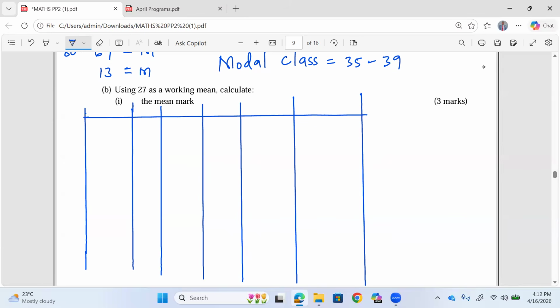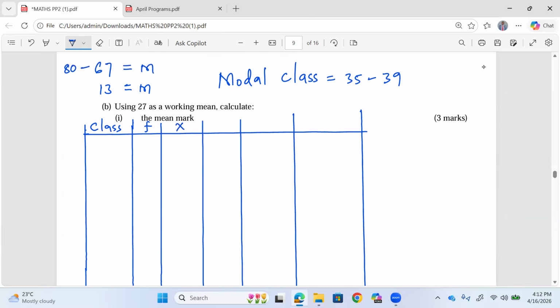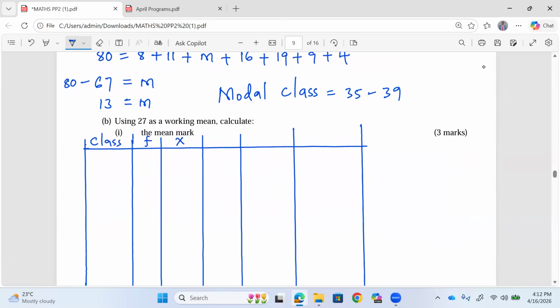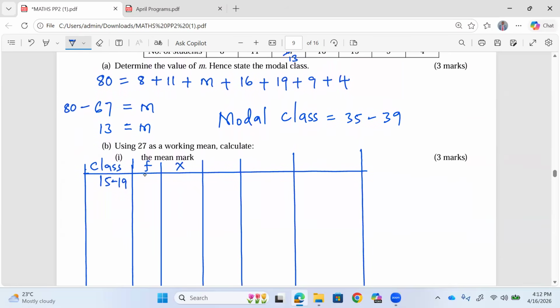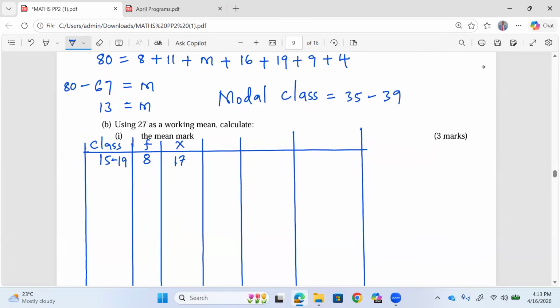So the first thing we are finding is the classes. Okay, we have the classes, we have the frequencies. So we can also find the midpoints, midpoint x. So we start. The first class is 15 to 19. The frequency there is exactly 8. Then the midpoint shall be 15 and 19, you add and divide by 2. You get 17 as the midpoint.